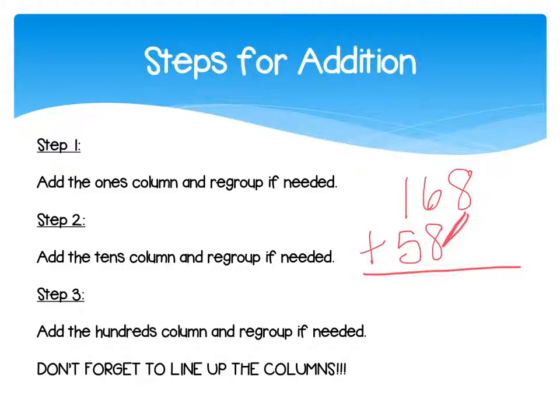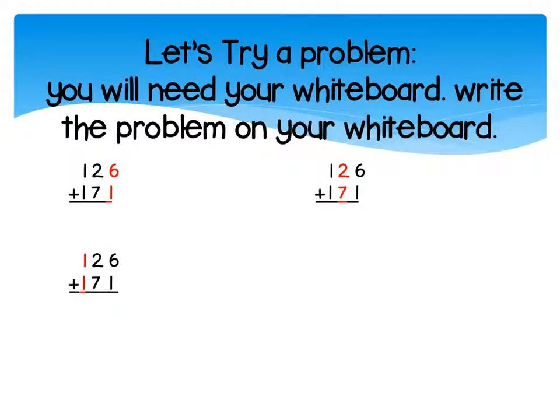If I tried to add this problem together the way it is, I would think that this 8 was in the tens column and the 5 was in the hundreds column. Make sure when you're writing your problem that you line up the numbers that are supposed to be together. This 8 is supposed to be in the ones column, and my 5 is supposed to be in the tens column. Okay, let's try a problem together and use the steps we just learned.